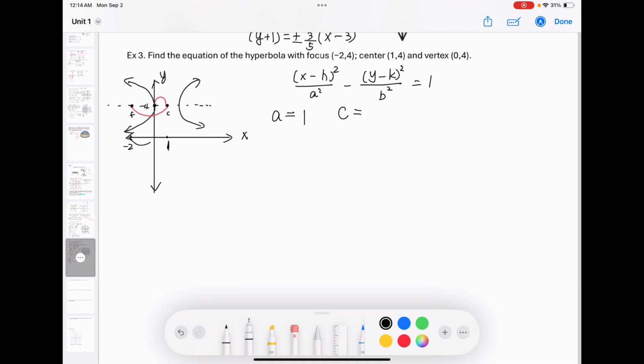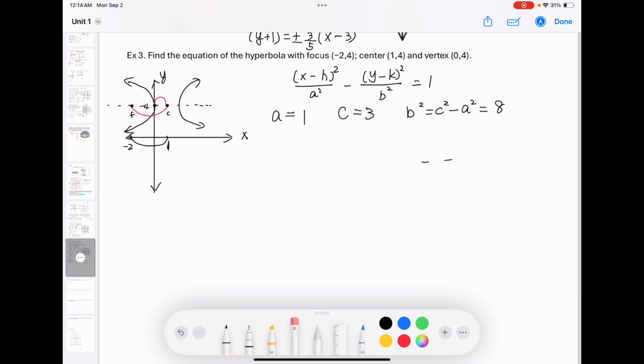So from negative 2 to 1, the distance is 3. So c is equal to 3. And how about b? c squared is equal to a squared plus b squared. So b squared is equal to c squared minus a squared. It is equal to 9 minus 1, which is 8. b squared is 8.